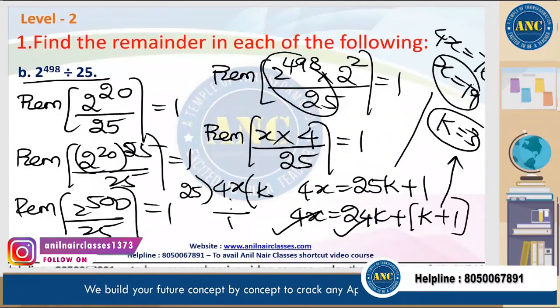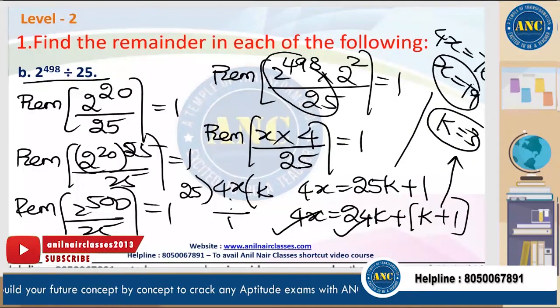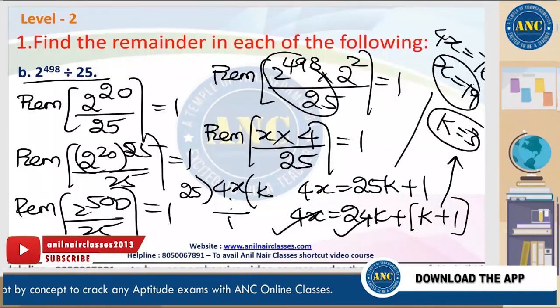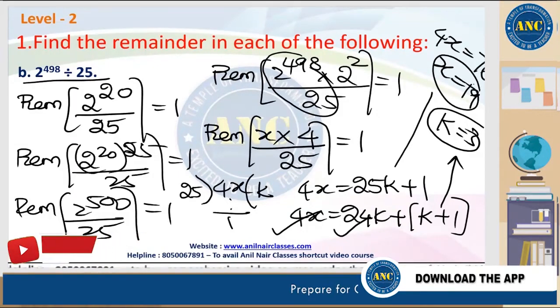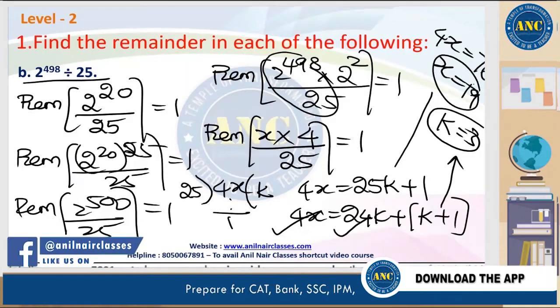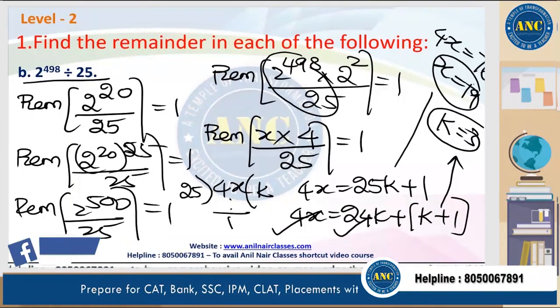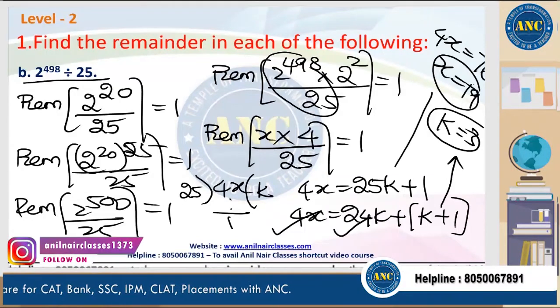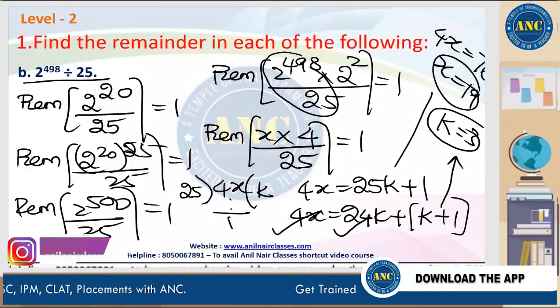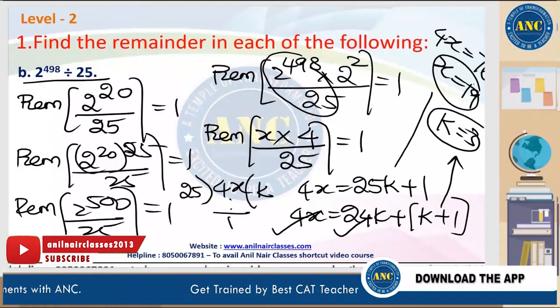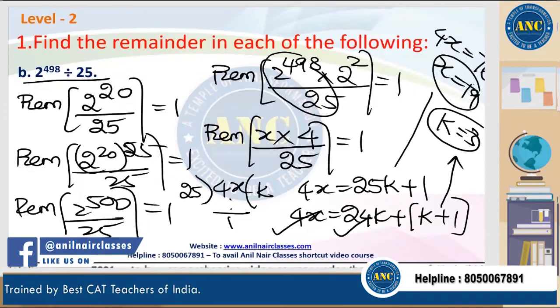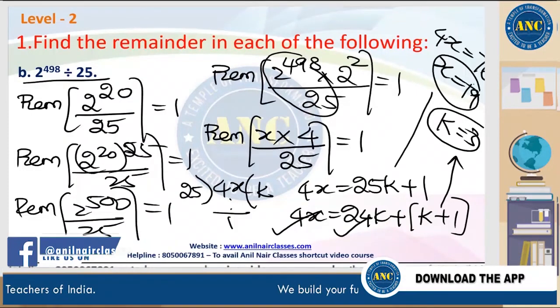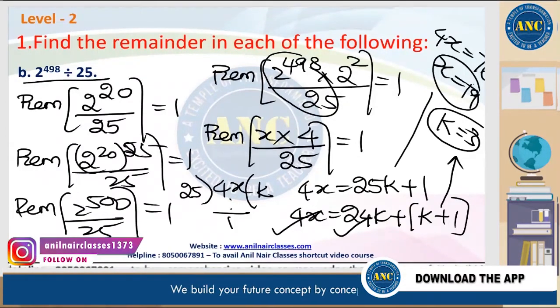2 power 498 by 25 I want, so I will call it x. 4x divided by 25 is 1. 4x is nothing but 25k plus 1. 4x is 24k plus k plus 1. 4x is divisible by 4, 24 is divisible by 4, so k plus 1 should be divisible by 4. So the k value is 3. If the k value is 3, I can substitute: 25 3s are 75, 75 plus 1 is 76. 4x is 76, so the x value is 19.